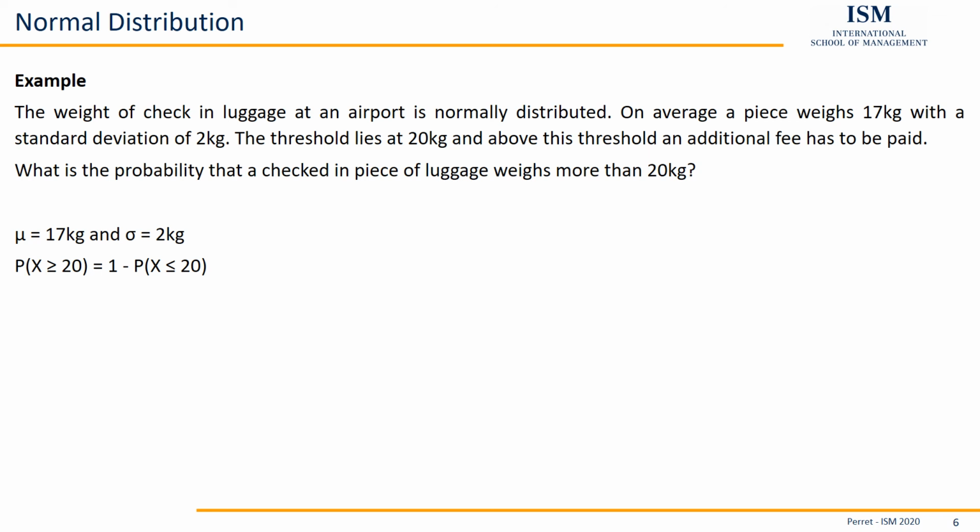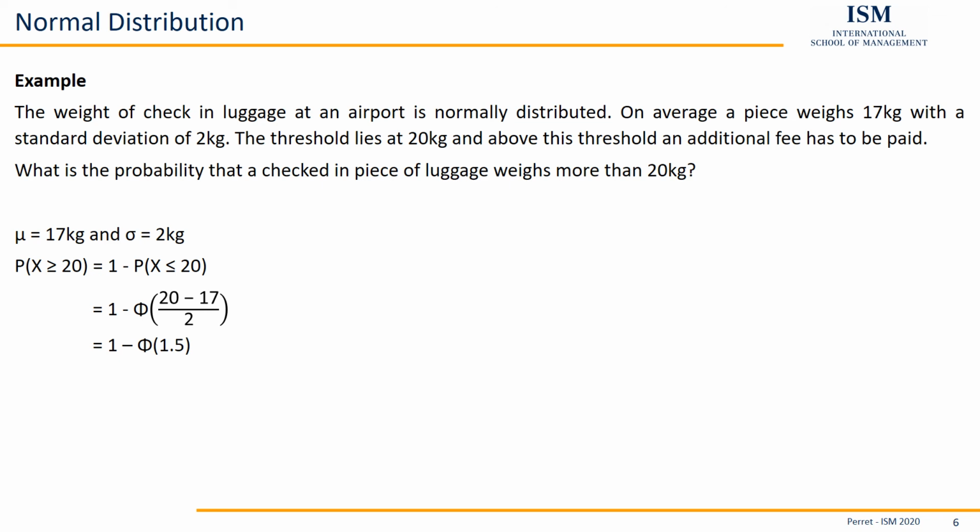So here we can reformulate this, and then for the probability of x being smaller or equal to 20, we can insert this into the cumulative density function. Here again, first we start standardizing this, so we go 20 minus the mean of 17 divided by 2, the standard deviation. So we get here a value of 1.5. This 1.5 we have to look up in the table.